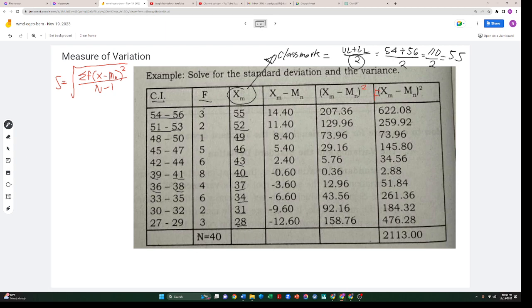And then, to get n, you just add up the frequencies. 3 plus 2 plus 1 plus 5 plus 6 plus 8 plus 4 plus 6 plus 2 plus 3, which is 40. Okay, now the x. To get this, you first need the mean. The formula for the mean is the summation of f times x, the frequency times the class mark, which is your x sub m, then divided by n. This is how to get the mean, right?